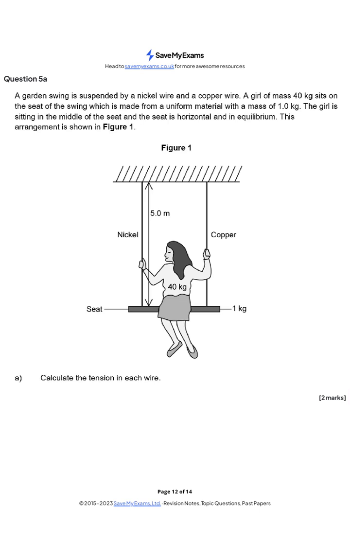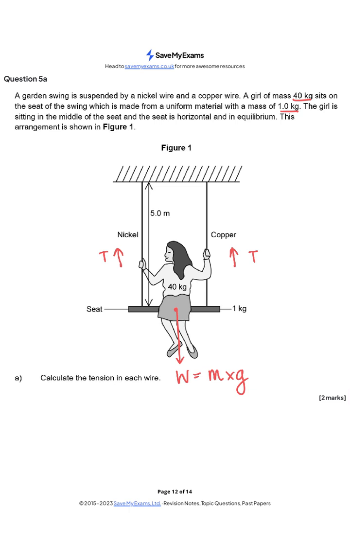Question 5a has a garden swing made of nickel and copper wire. A girl of mass 40 sits on a swing of mass 1 and she's in the middle at equilibrium. First thing we need to do is calculate the tension in each wire. So if we have a think, we've got her weight coming down, which is mass times gravity, and that's going to be equivalent to the tension from both of these. So we're going to add them up.